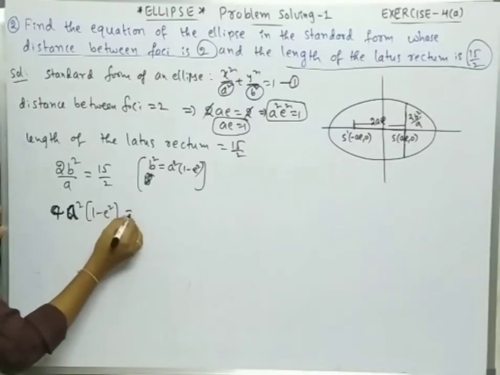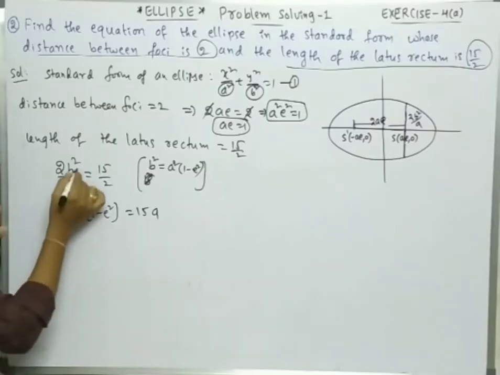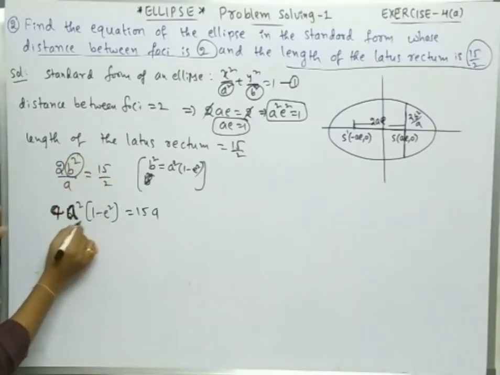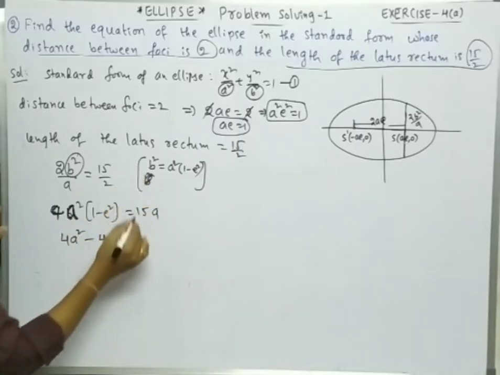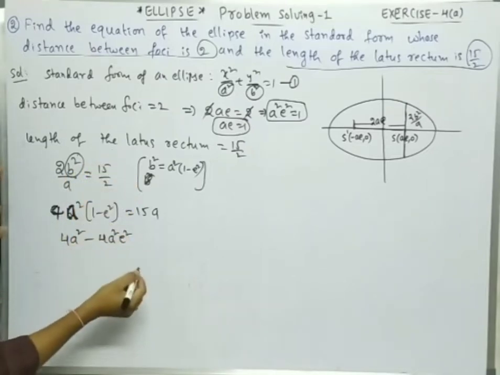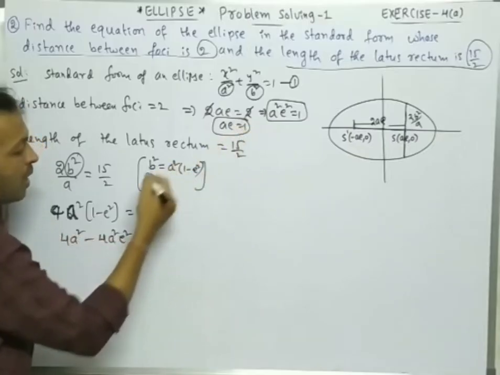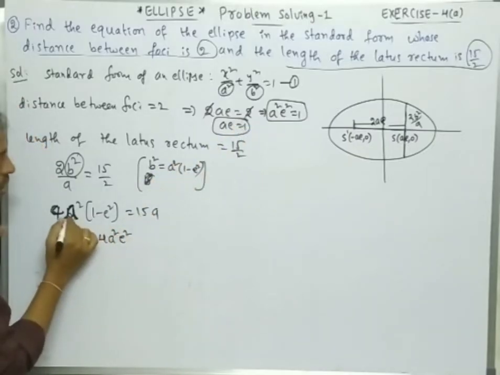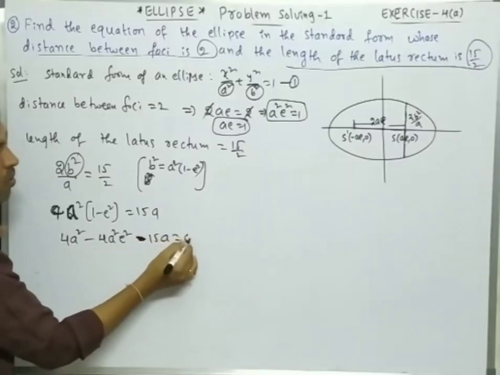4 a square into 1 minus e square is equal to 15a. Don't cancel a here. So I substituted b square is equal to a square into 1 minus e square. Now multiply this term inside: 4a square minus 4a square e square. We can solve this problem in other methods also, otherwise substitute e is equal to 1 by a. So here I am writing 4a square minus 4a square e square minus 15a is equal to 0.